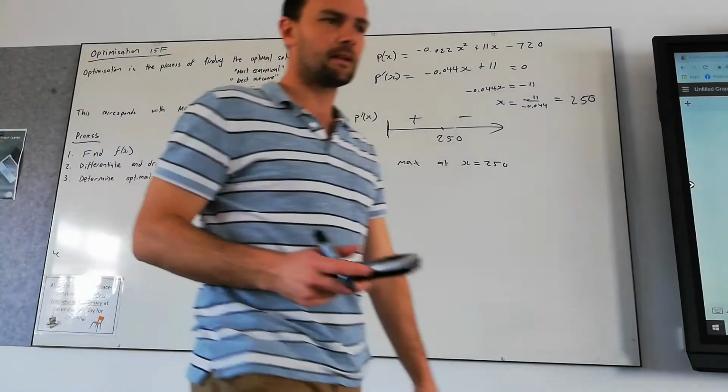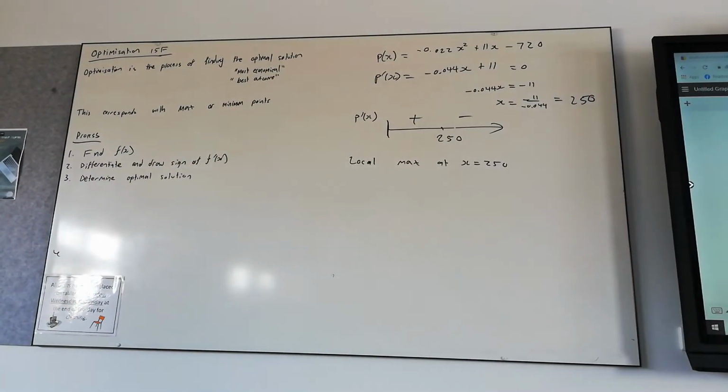Now, does it say find the corresponding profit? No. All it says is find how many items are made. So I might just graph that function really quickly. Minus 0.022x squared plus 11x.